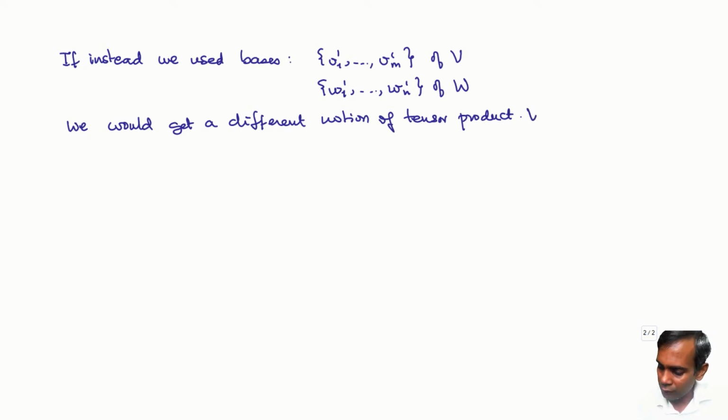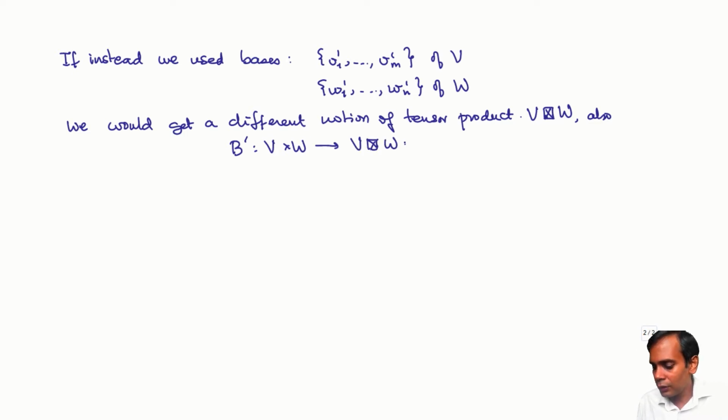So it would be, let's call it V tensor W, but I'll put a square bracket to say that this is with respect to these new bases V prime and W prime. And you would also get a bilinear map B prime from V cross W to V tensor W. So this V square tensor W would be the vector space with basis v_i prime tensor w_j prime, and B prime would be defined exactly how B is defined, except that we would use this other basis.